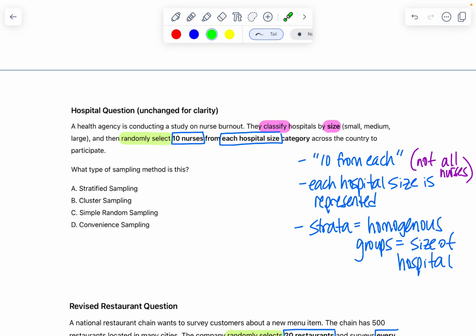Okay? Keywords I tried to highlight. I tried to make some notes over here. That, my friends, is a very classic stratified random sample. These strata are the homogeneous groups, which are represented by the size of the hospital. The strata in the previous example were freshmen, sophomores, juniors, seniors. You divide your population first into homogeneous groups somehow, and then you randomly select a few from each, and they get to do your survey or be part of your sample. Keywords, 10 from each, or whatever number is represented in the question, as opposed to all nurses. We would select like a couple hospitals and survey all nurses if it was a cluster sample.